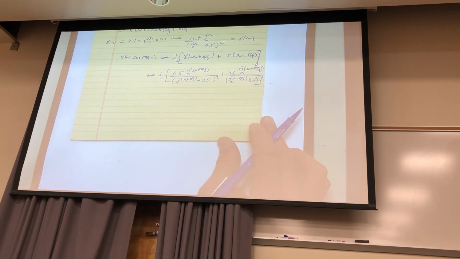Yes, sir? For the multiplying of n, is it minus t over t omega? It's the derivative with respect to omega times j, right? In front. See me afterwards and we'll go through it.